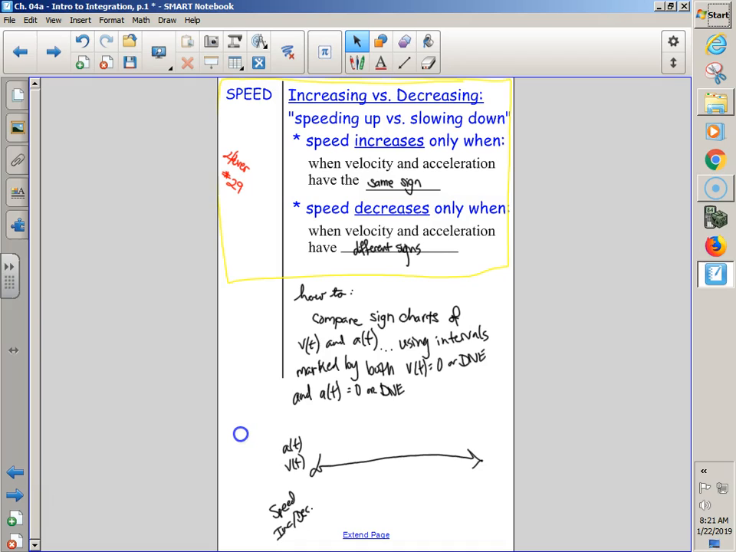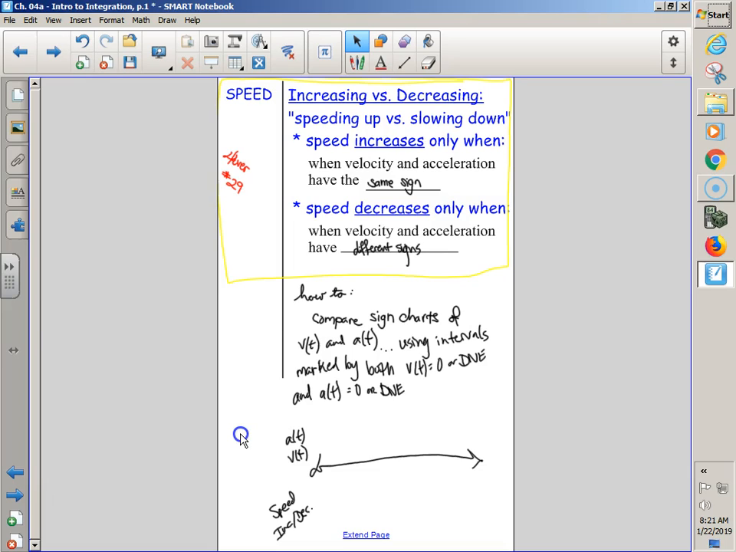It's a double-decker sign chart. You have to think about both acceleration and velocity. And so we're going to put in the zeros and the d and e's of both velocity and acceleration. And then just look at the two and say, okay, are they both positive? Is one positive? Is one negative? As we look at the intervals formed by the zeros and d and e's of both, we're going to ask ourselves, same or opposite, and then we'll know speeding up or slowing down.